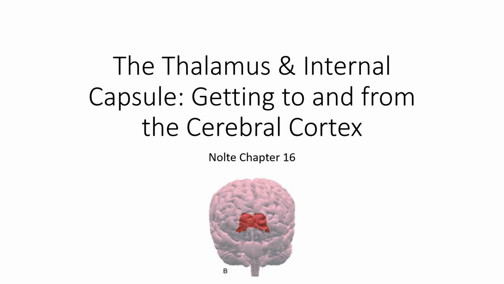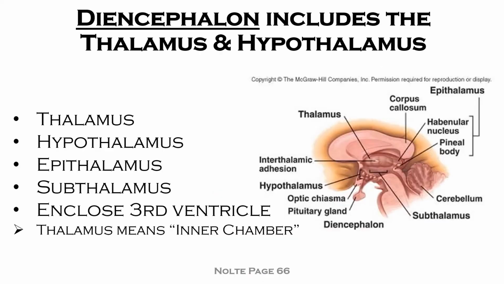Welcome to Nolte Chapter 16, the thalamus and internal capsule. So, getting to and from the cerebral cortex. The diencephalon includes the thalamus and hypothalamus. So that is our primary and secondary vesicles again. Primary: prosencephalon, mesencephalon, rhombencephalon.